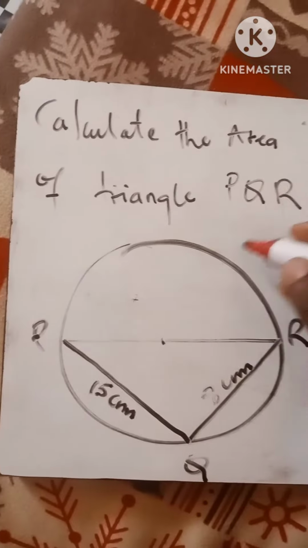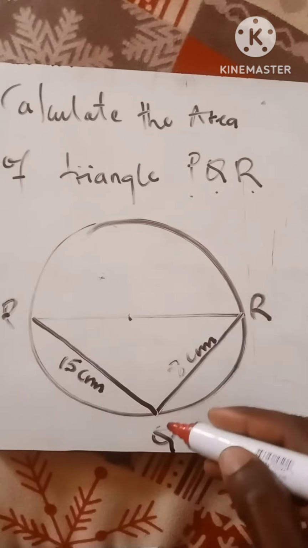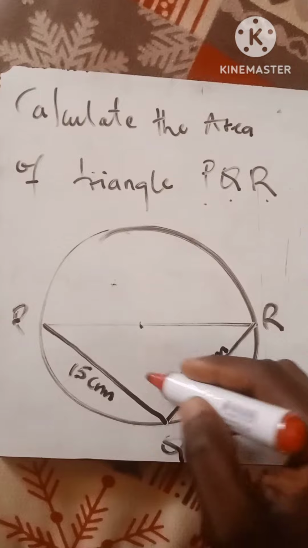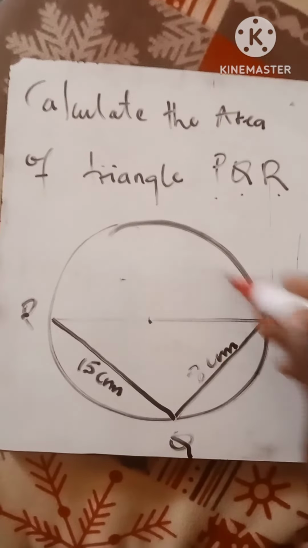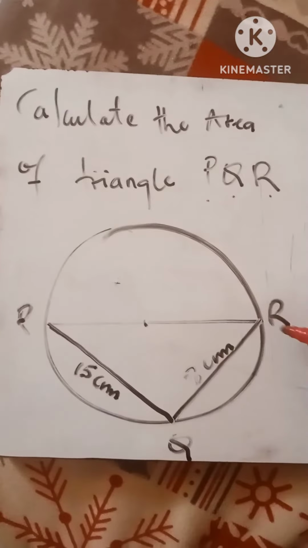So what I'm trying to say here is that this is a diagram. So you want to calculate the area of the triangle PQR. Now this is a circle and a triangle. You should be able to figure out which one the triangle is and the type of the triangle from the diagram. Is that okay? So from here, this is going to be the diameter. P to R is the diameter.